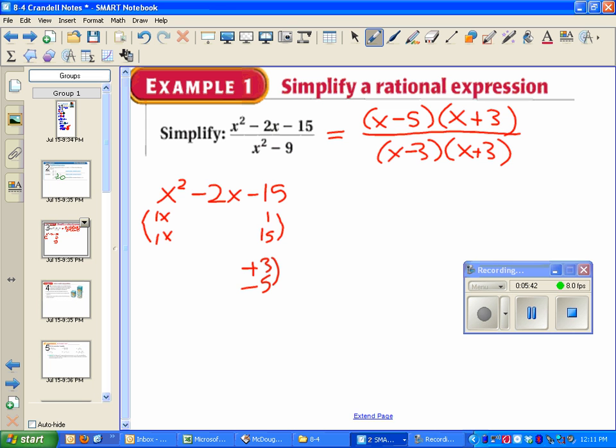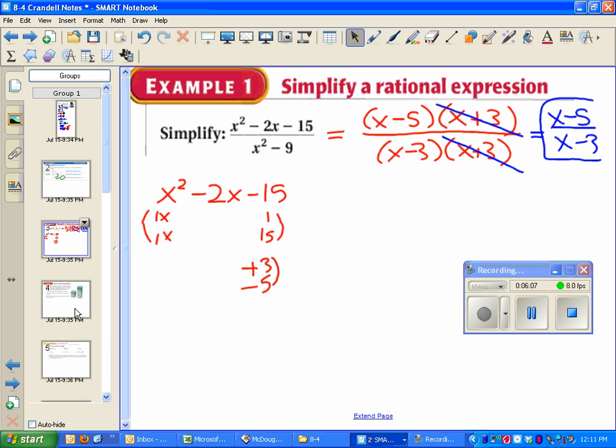Okay, so now, does anybody see any ones? Good job. The x plus 3's can cross out. So this whole factor crosses out with this whole factor. And my final answer is just x minus 5 over x minus 3. That's it. There's nothing else I can do. I can't cross out the x's or anything like that.